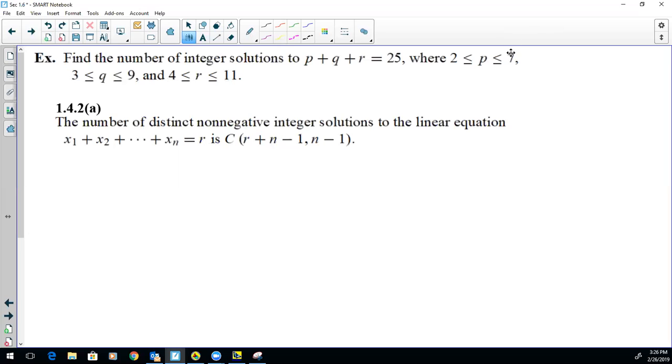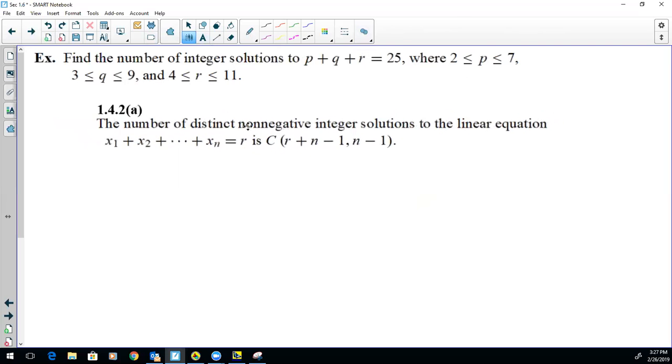So there will be some solutions because p can get up to 7, q to 9, and r 11, and that's 27. So certainly, these things range from 2 plus 3 plus 4, 9, up to 27 when you add them up. So there will be some in here that add up to 25. So how many different solutions are there to that? Okay, now you can find them if you want to.